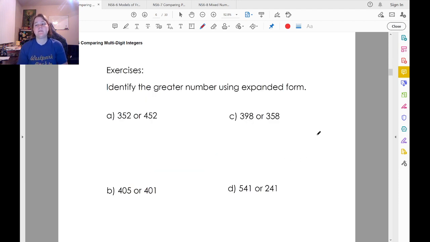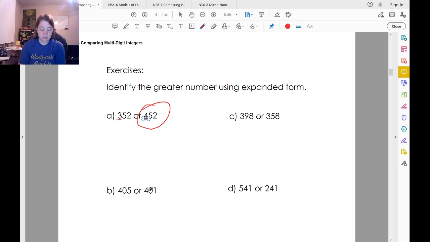They want us to identify the greater number using expanded form. I'm going to let you write the expanded form out on your own, and then when you come back, we're going to identify which number was bigger. Welcome back. Let's look at letter A. What is the first place value that is different in letter A? Well, that's the hundreds, which means that 452 is greater than 352.